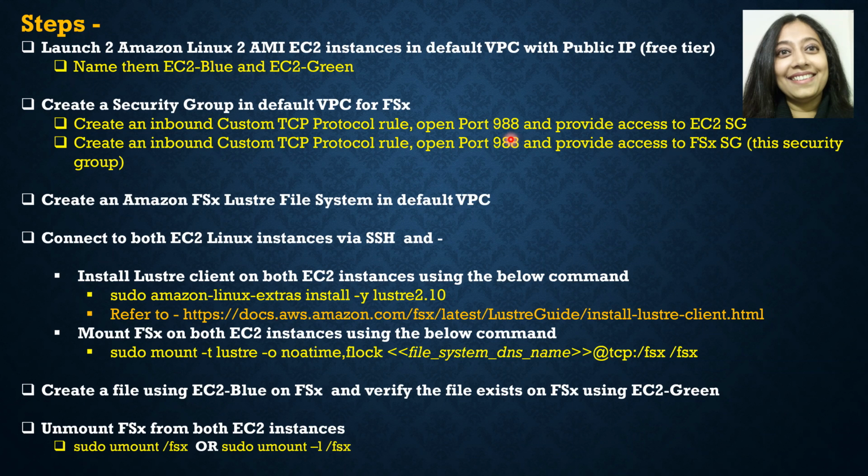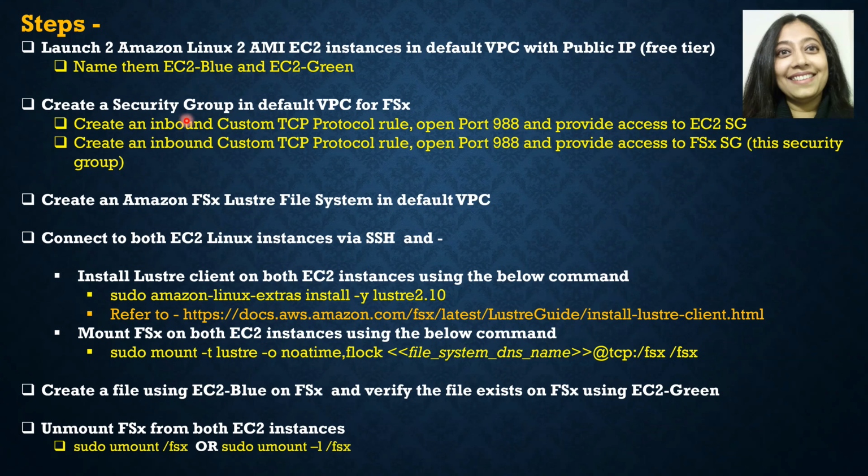Now, these two rules are absolutely critical. If you face any issues or errors, ensure that you go back and revisit your security group and ensure that both the EC2 SG and the SG that you have created for your FSx file system can communicate over port 988.